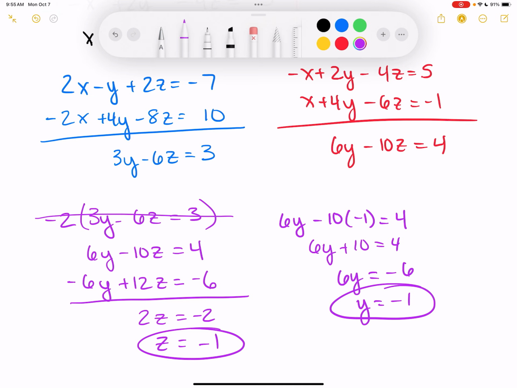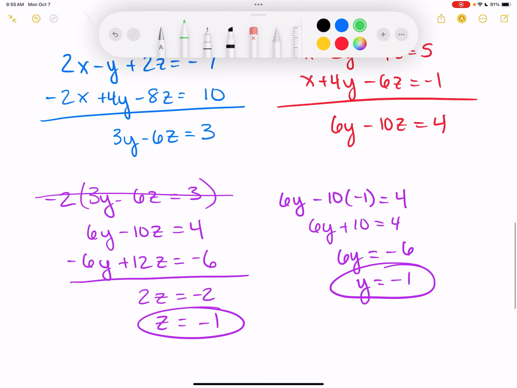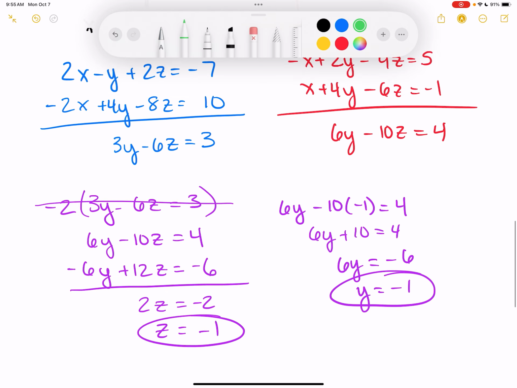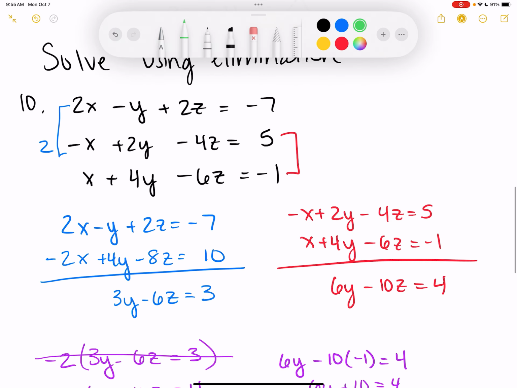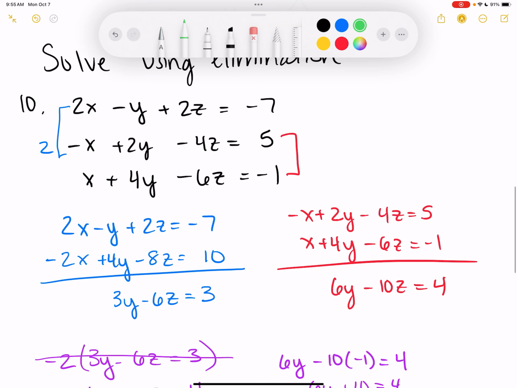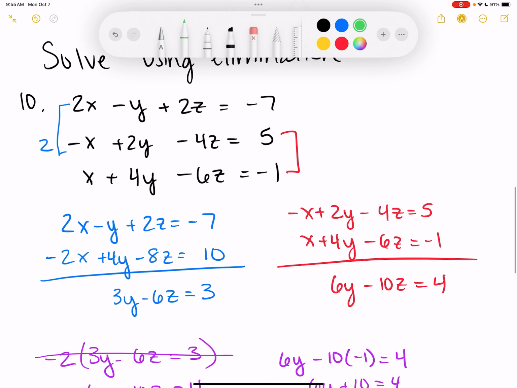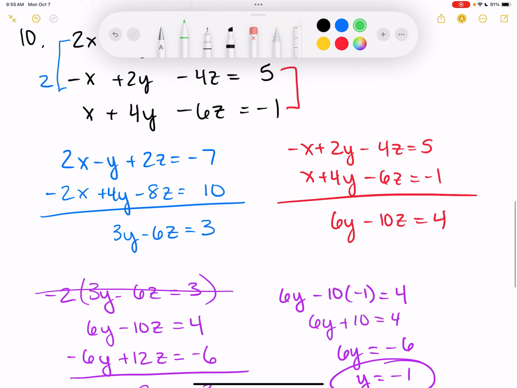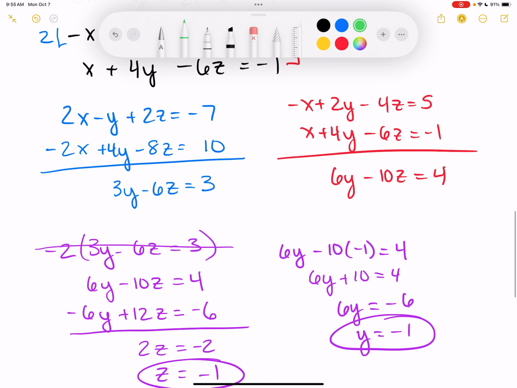Good job, Dave. Now what? Substitute it into one of the originals. So I can plug it into any of the originals. Which one do you want to use? First, second, or third? Third one. Third one, x is already completely by itself, so it makes life easier.